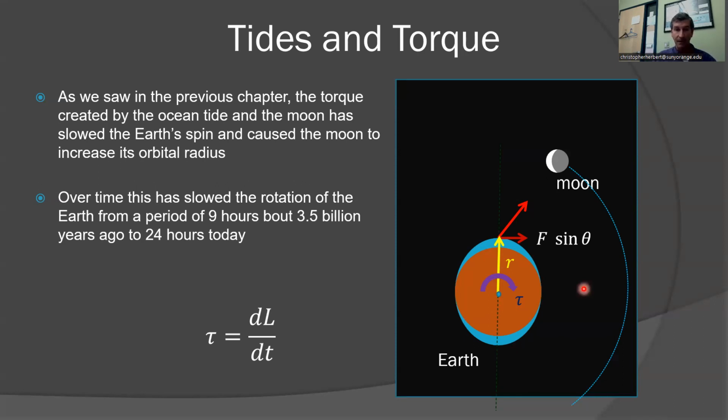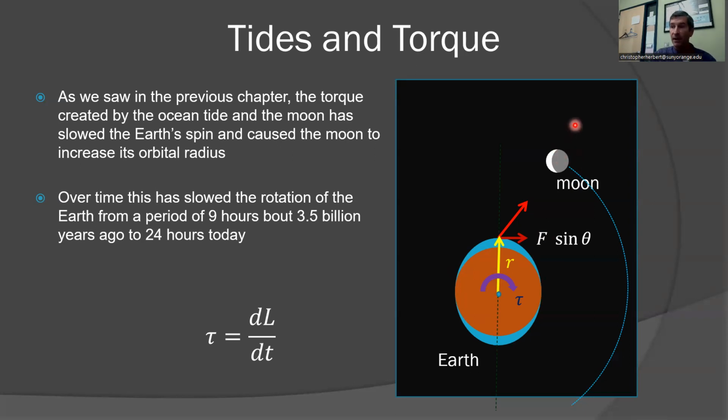What's happened here is that the torque on the Earth due to the moon has slowed down our spin angular momentum. Likewise, the torque on the moon by the Earth has increased the angular momentum, and that's causing the moon to move away from the Earth.